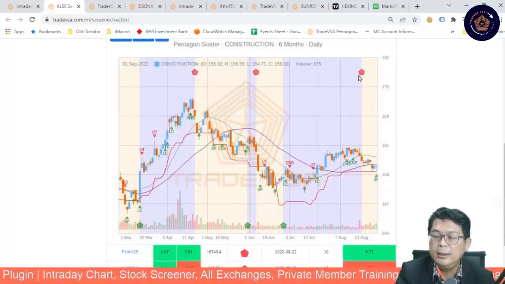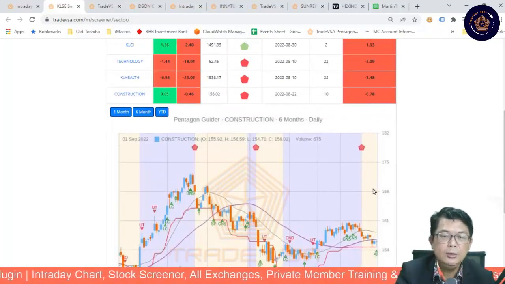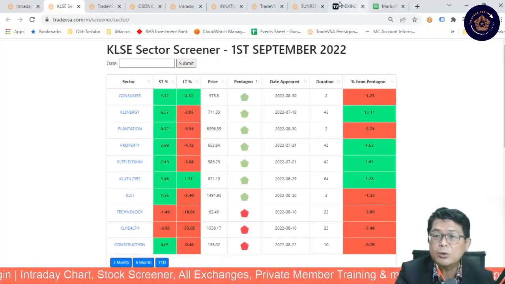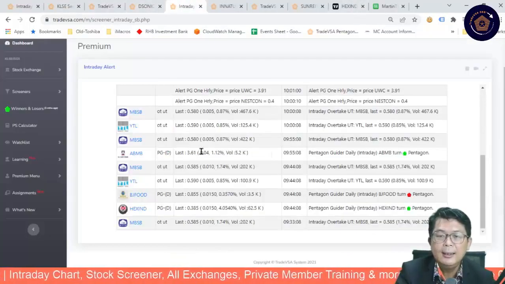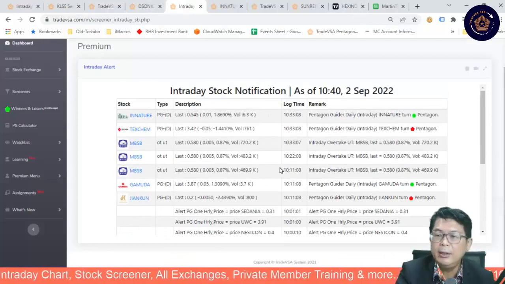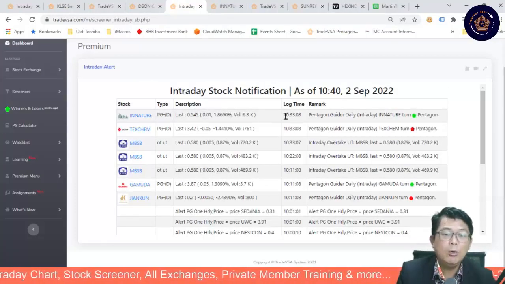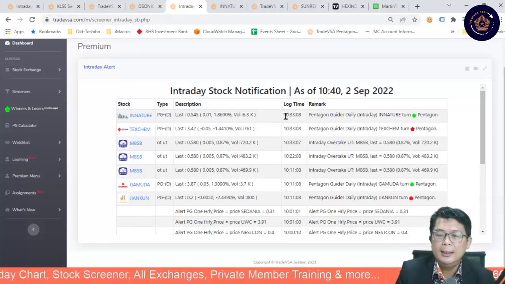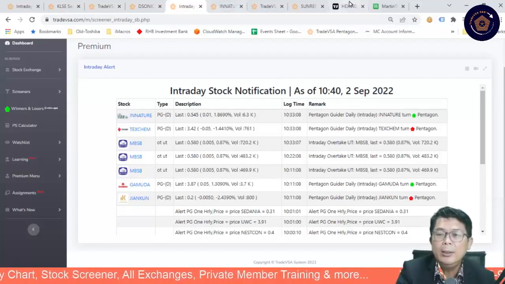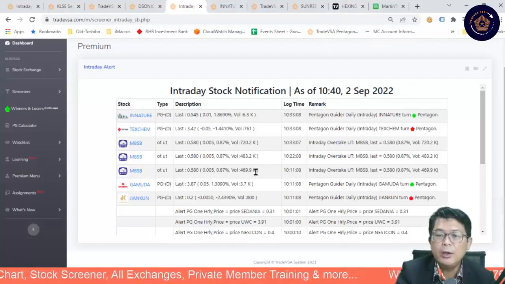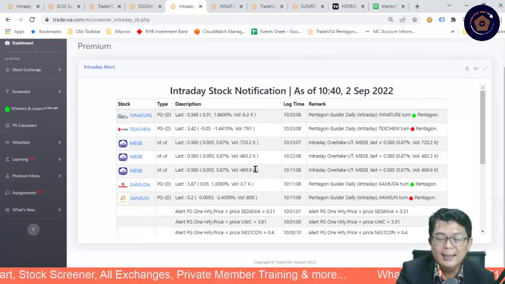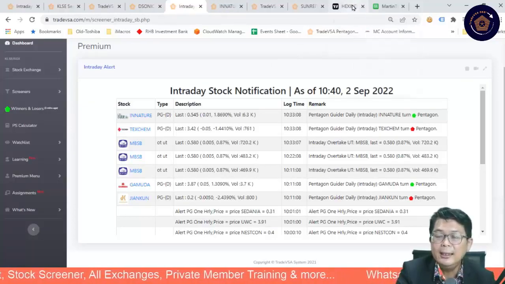This also broke down in August, and the market continued to fall lower, because only a few stocks that we pick up from here fare well in that background. So now it's 10:33. Of course, during the whole day, this will be updated. Check it out with the VSA 360 for intraday with the Pentagon Guided daily intraday alert in here.